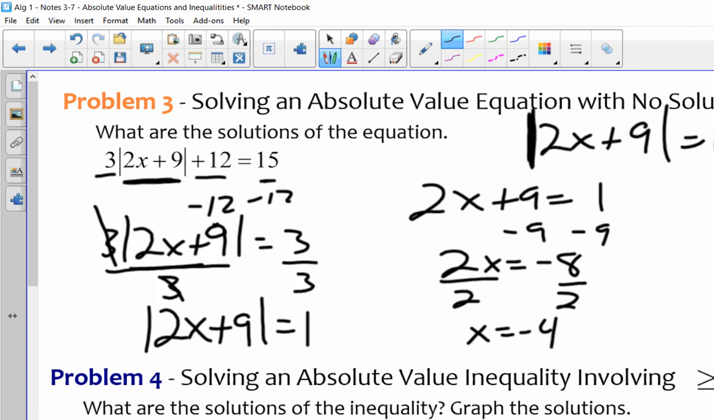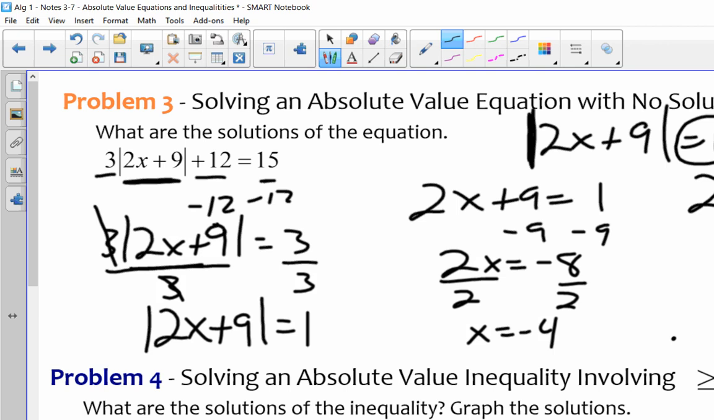Okay, there we go. But remembering now that I have to get two answers, I'm going to go ahead and rewrite it, ignoring the bars, but that's outside the bars now, so I get a -1. I'm going to go ahead once again and subtract, I'm sorry, 9, and I get -10. Be careful with your math. I'm going to go ahead and divide by 2, and I get -5.